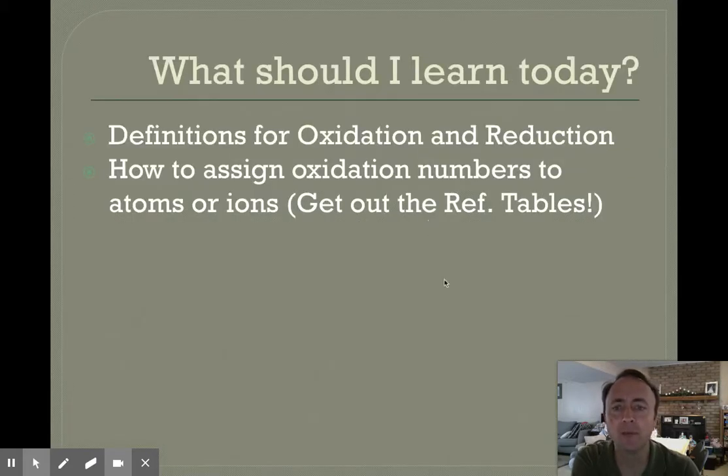We've got a couple of words. First off, today we're going to learn what oxidation and reduction mean, and then how to identify oxidation numbers on atoms or ions. So go ahead and get those reference tables out. If you don't have it out right now, go ahead and push pause, grab the reference tables, and come on back when you have it.